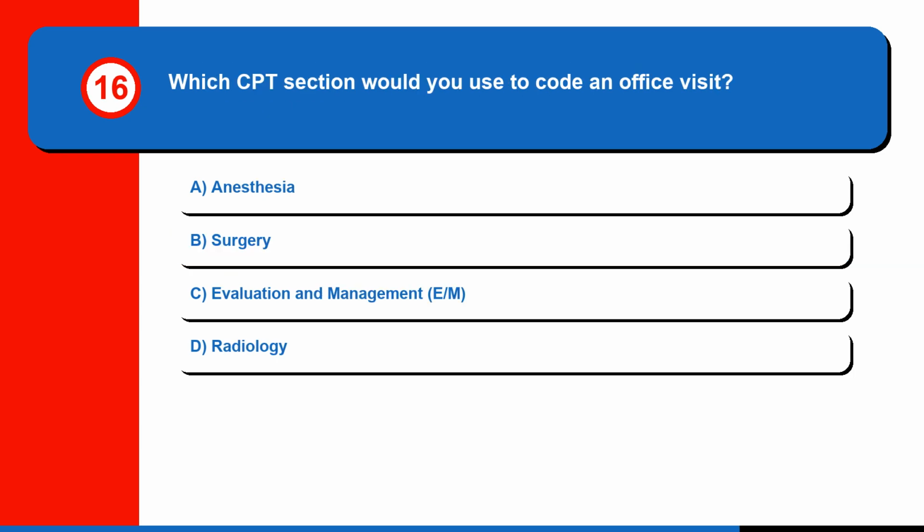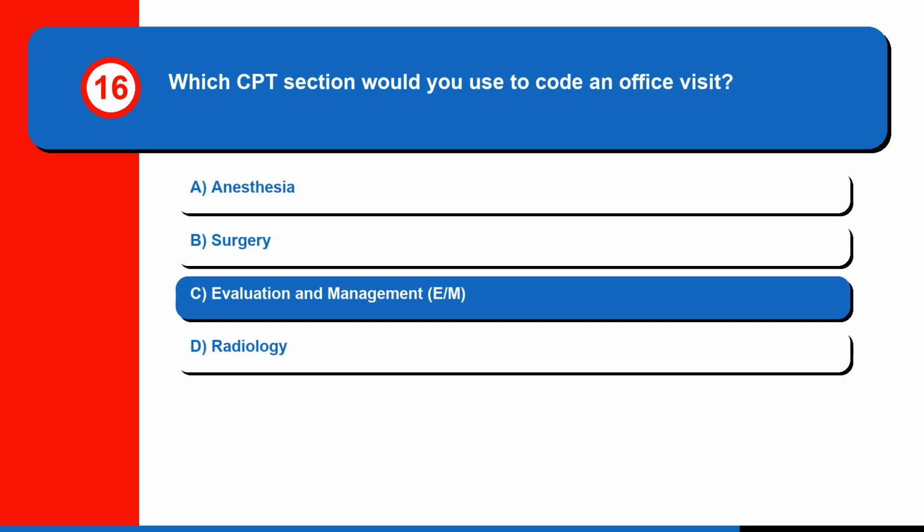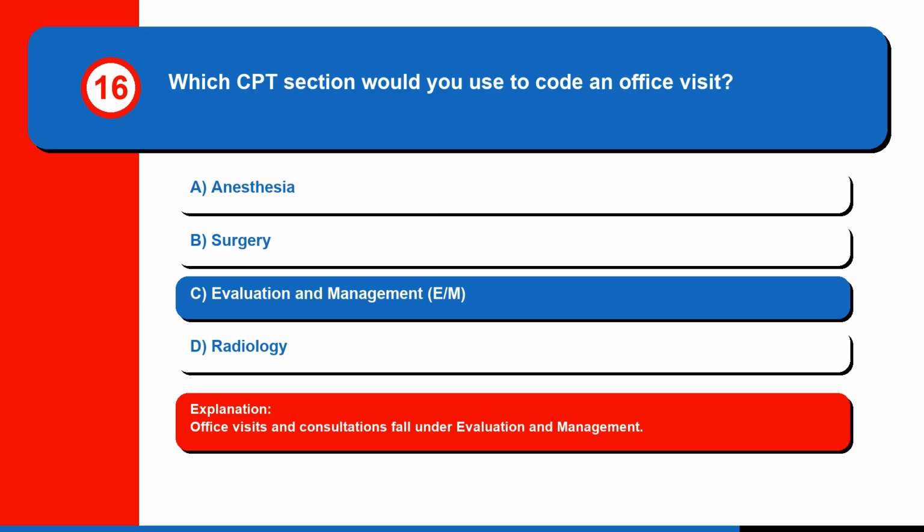Question 16. Which CPT section would you use to code an office visit? A. Anesthesia, B. Surgery, C. Evaluation and Management, E/M, or D. Radiology? The correct answer is C. Evaluation and Management, E/M. Office visits and consultations fall under Evaluation and Management.